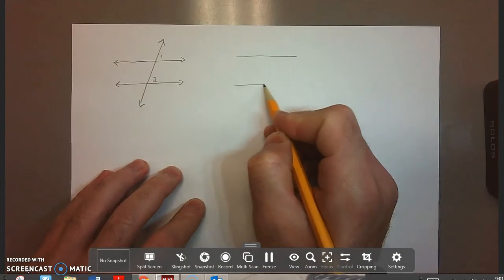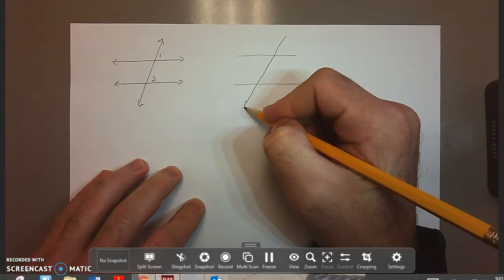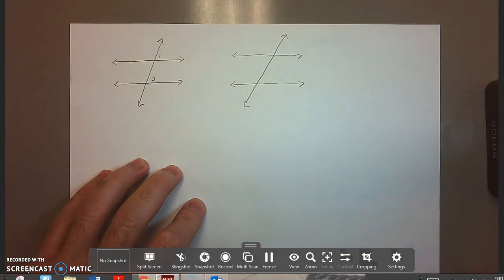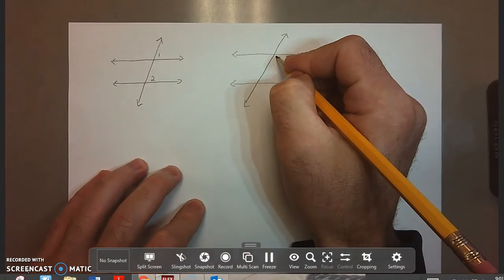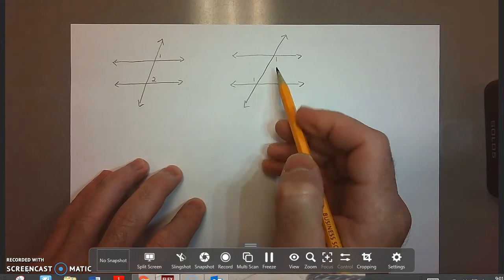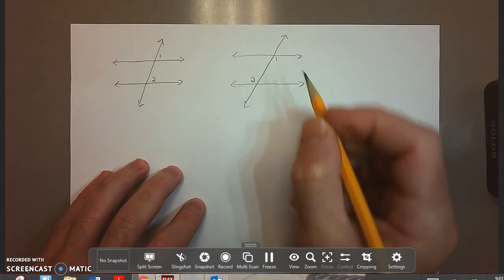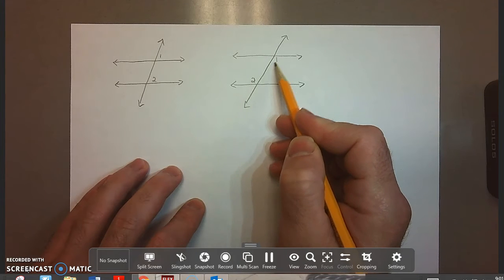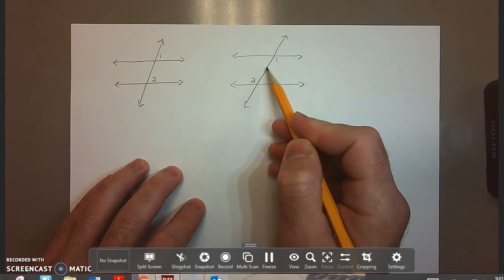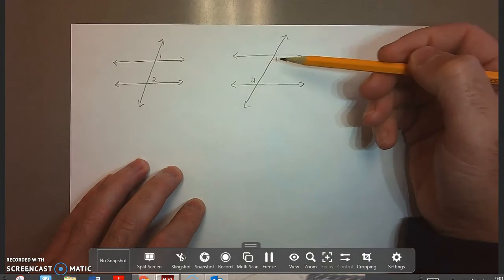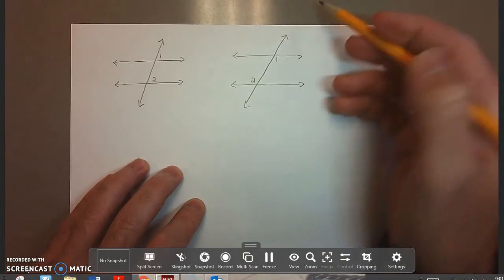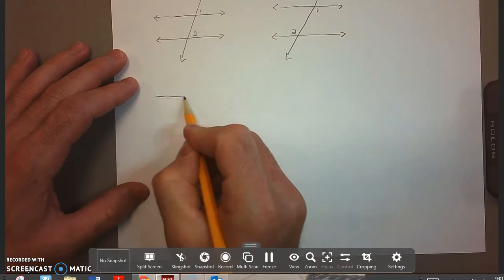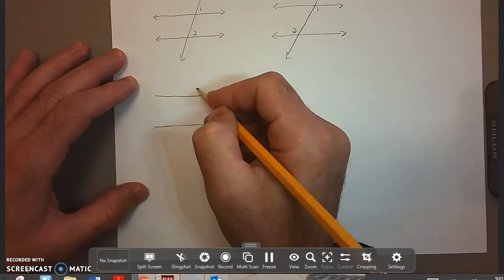Let's look at alternate interior angles. Again, I have two lines intersected by a transversal. Let's mark here angles 1 and 2. If I look at this diagram, angle 1 and angle 2 are alternate interior angles because they're on alternate sides of the transversal and they're inside my two lines. Alternate interior. Alright, let's look at our last pair that we've talked about in class.